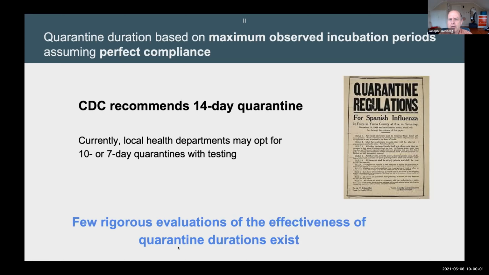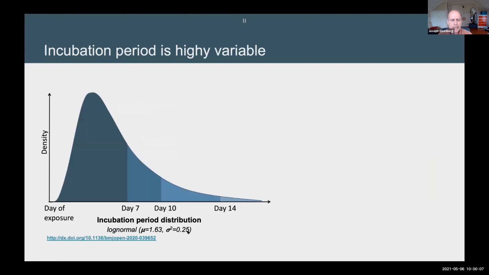I think the issue here is that there are really few rigorous evaluations of the effectiveness of quarantine duration. That prompted us to think about this question in a more quantitative way. So let's start with the incubation period. We've heard a lot about the fact that the incubation period can range from 2 to 14 days, but it follows a distribution. It's highly variable.